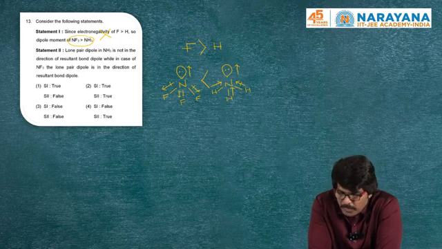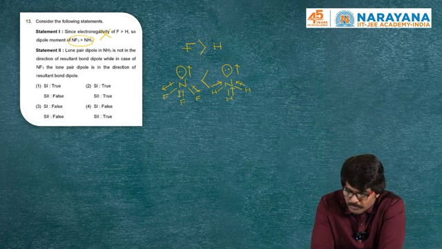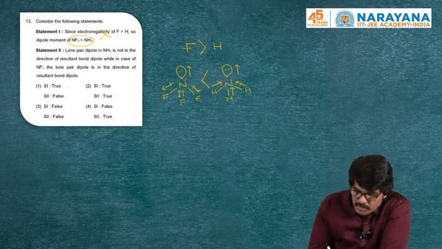The lone pair dipole in ammonia is not in the direction of the resultant bond dipole, while in case of NF3, the lone pair dipole is in the direction of the resultant bond dipole. So the first statement is definitely a wrong statement. So this is not the answer.